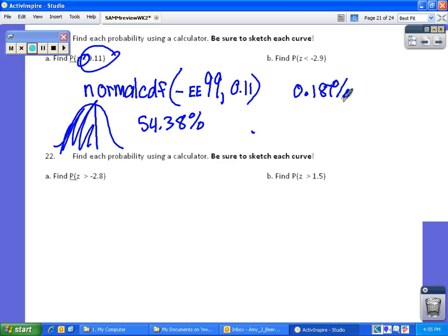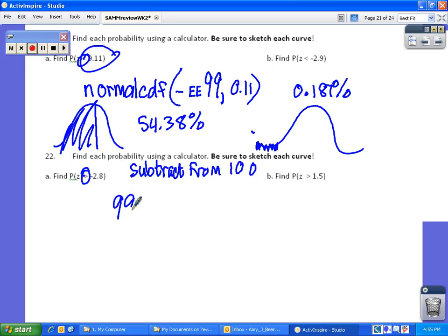22 is pretty much the same as 21. The only thing that's going to be different is, since it's greater than, you're going to have to subtract from 100. So I got 99.74% for part A and 6.68 for part B.